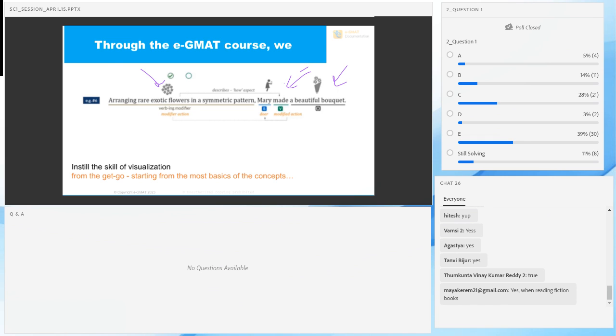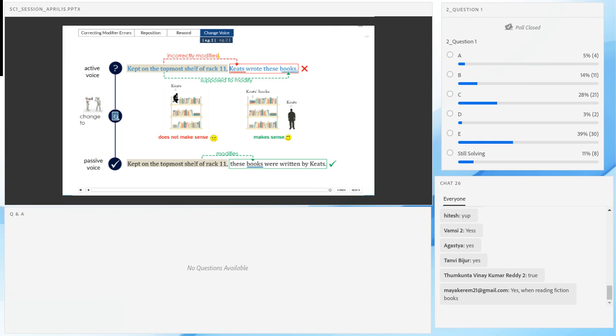Okay, again, this is from the very basics of the concepts, kept on the topmost shelf of rack 11, and this is from our correcting modifier errors concept file. Keats wrote these books. Now, we didn't really have to show Keats sitting on the bookshelf, right? It's not our pastime to actually express things like this, although we thoroughly enjoy it. So my team definitely enjoys it.